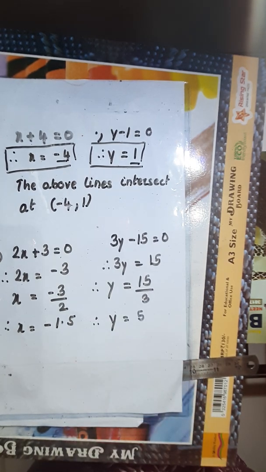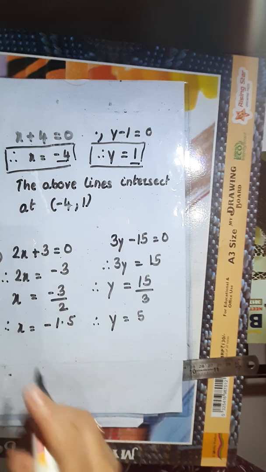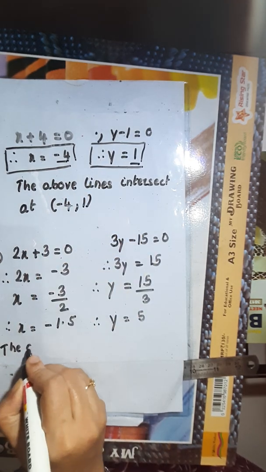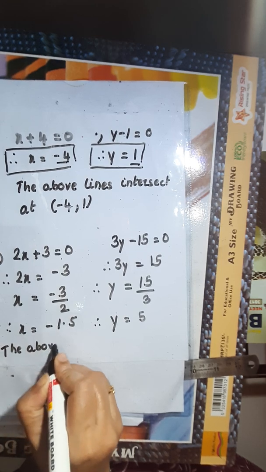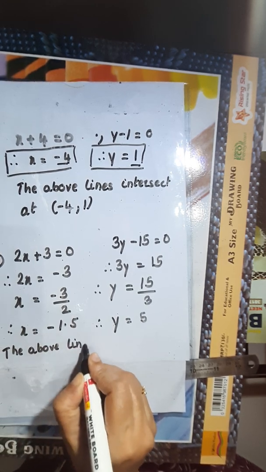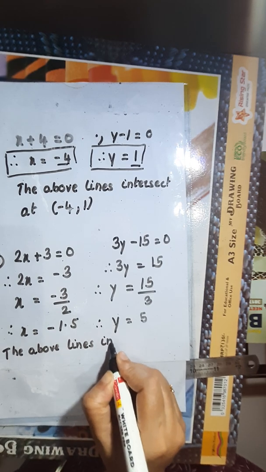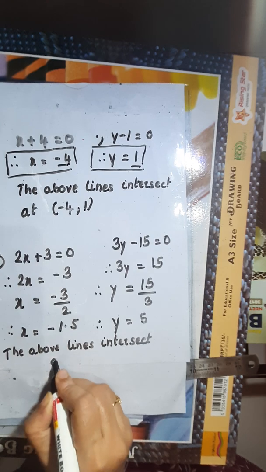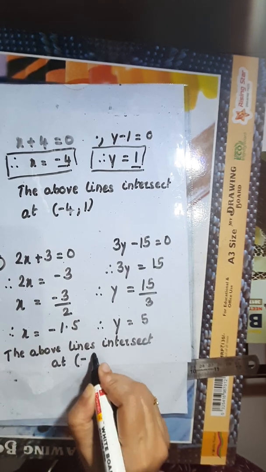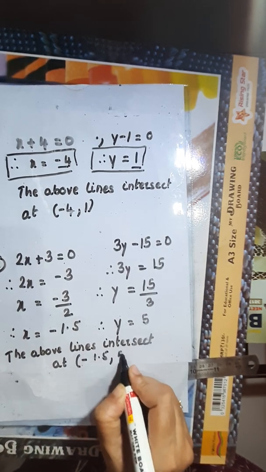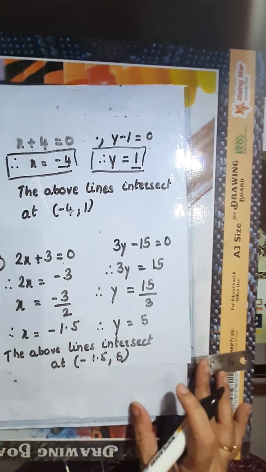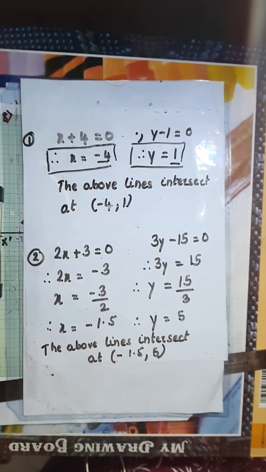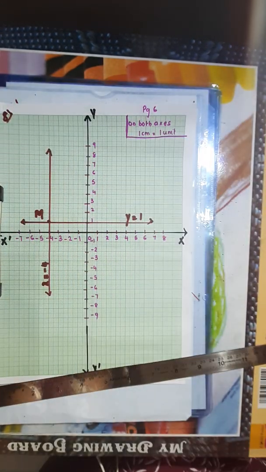Now, can you tell me where do these two intersect, the above lines, by using this? And we'll verify with the graph. The above lines intersect at, we will verify doing the graph, right? Intersect at, come on, (-1.5, 5). Can you see this clearly? They intersect at this point, right? Now see the graph here.